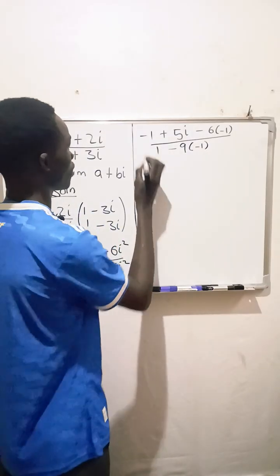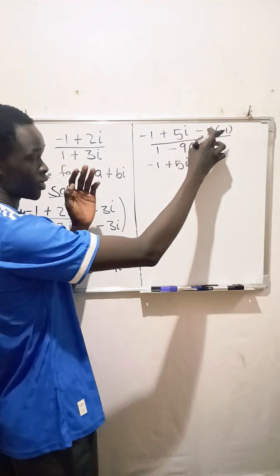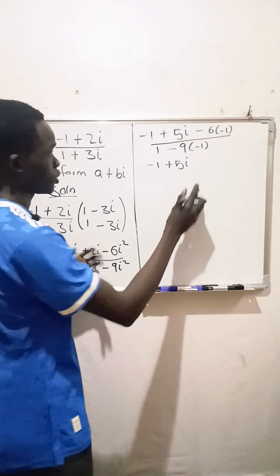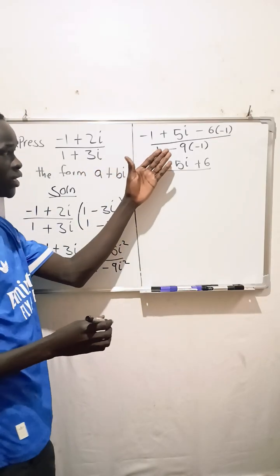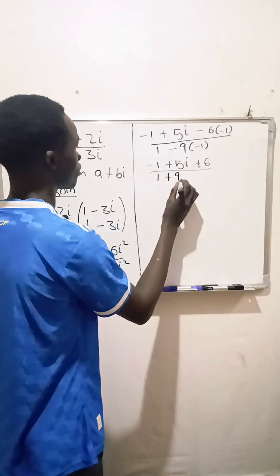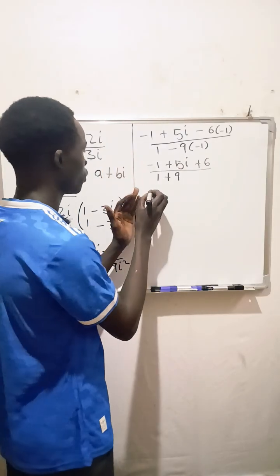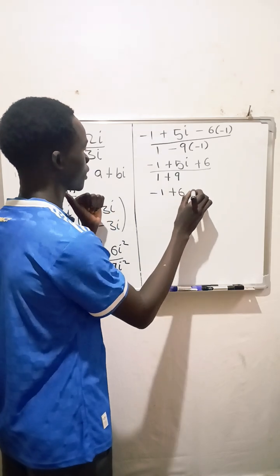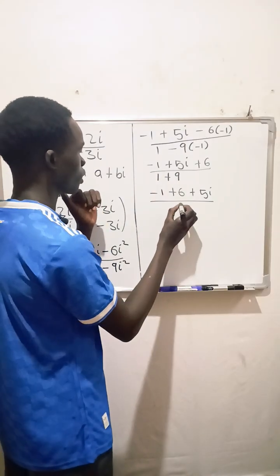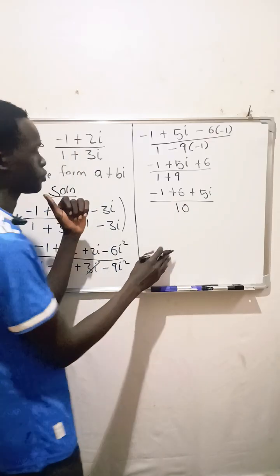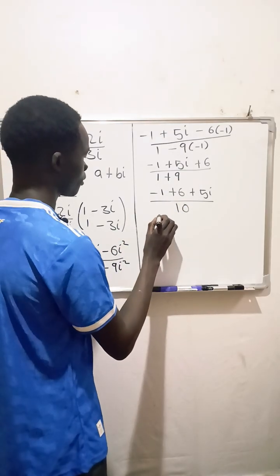Now we have minus 1 plus 5i. Minus 6 multiplied by minus 1 gives plus 6, out of 1, then minus 9 multiplied by minus 1 gives plus 9. On the numerator, we collect the like terms: minus 1 plus 6 and plus 5i. The denominator is 1 plus 9, which is 10. Minus 1 plus 6 gives 5, so it is 5 plus 5i.